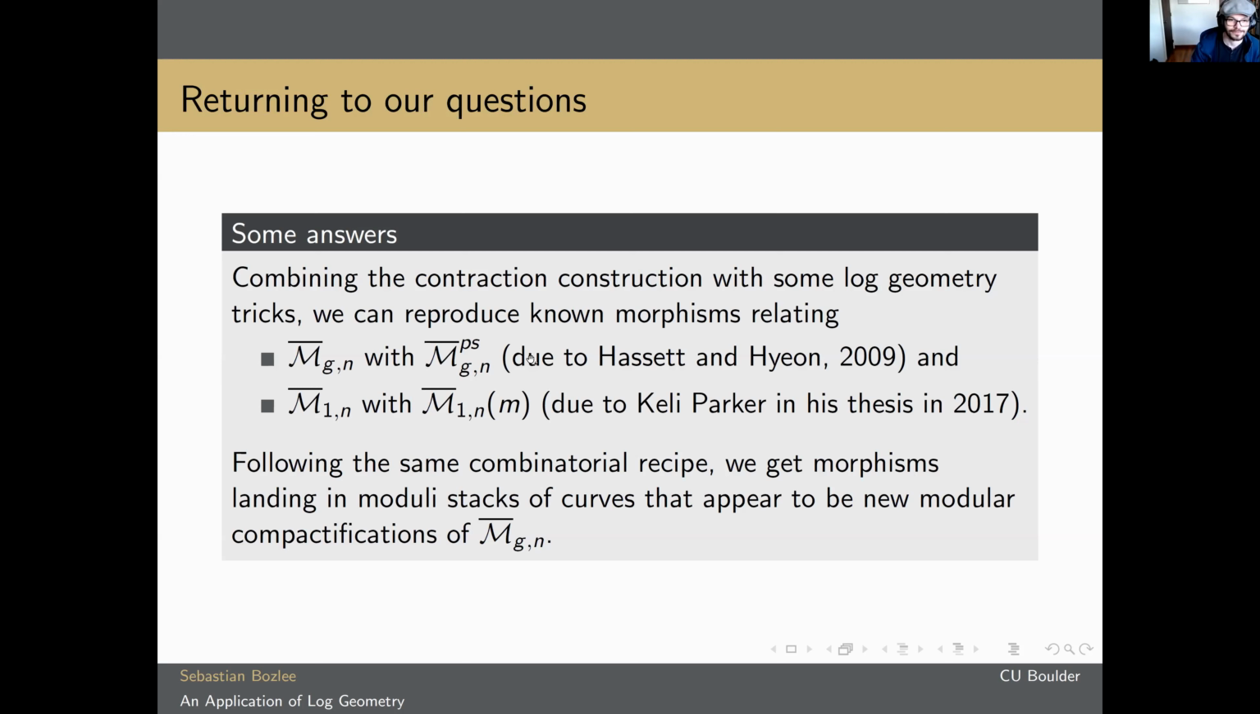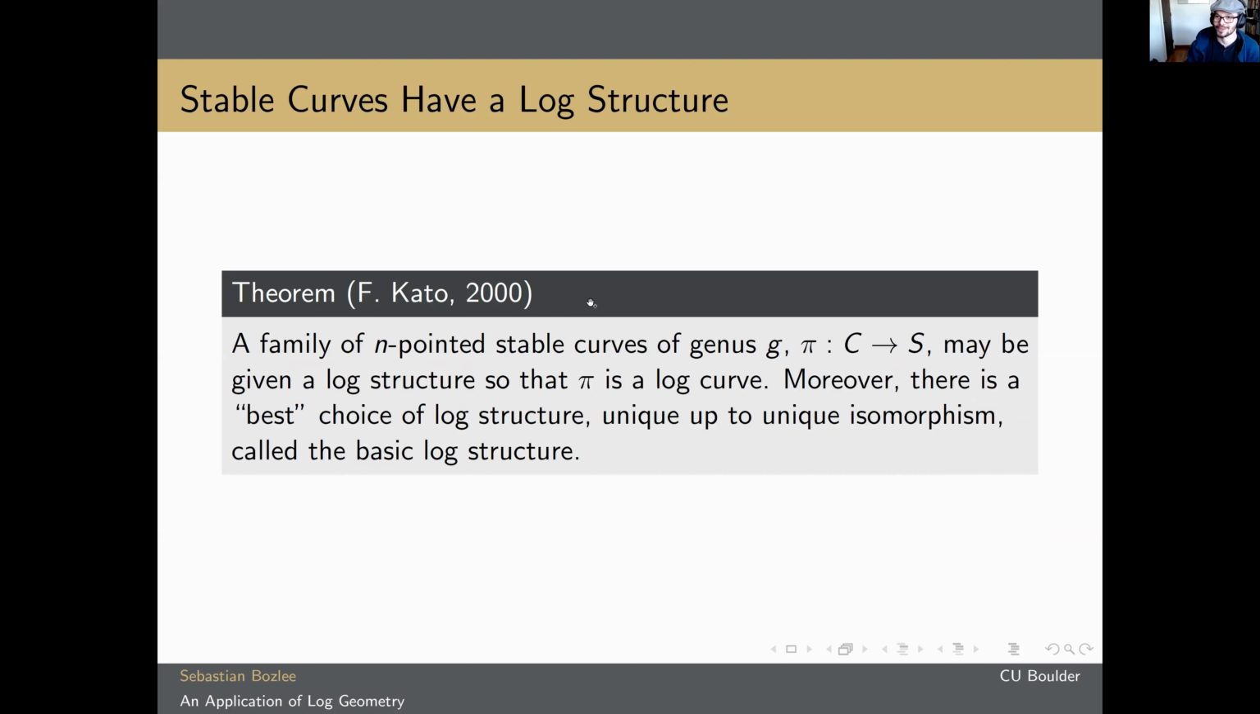But let's try these out. And this starts with the fun part. The first thing we need is a result that links up the purely algebraic, scheme-theoretic world with the log geometry world. This is given to us by Fumiharu Kato. Whenever we have an n-pointed stable family of curves, we can give it a log structure in a best way. We make it into a log curve, and there's a best choice of log structure by a universal property. We call that the basic log structure.